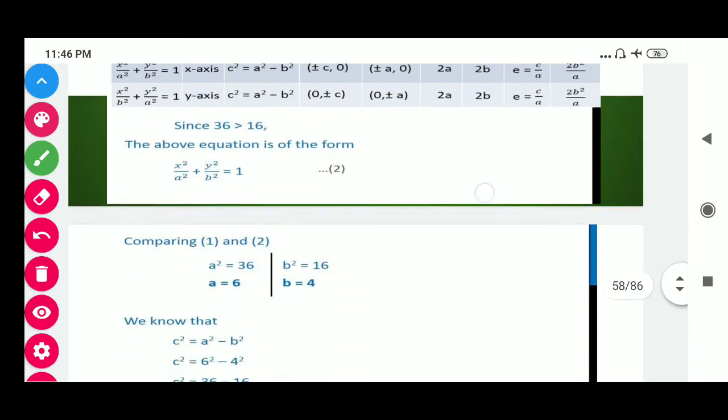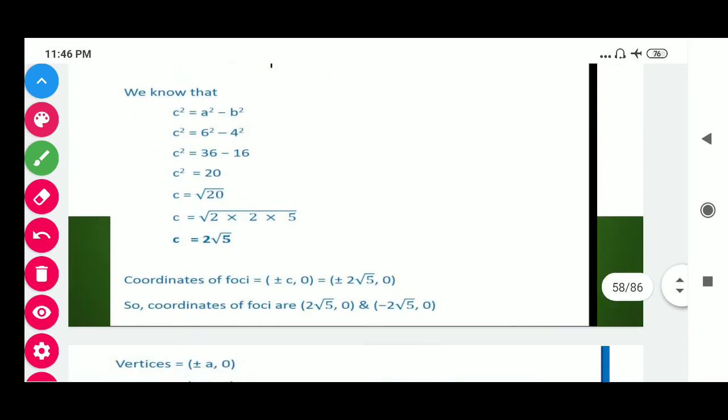Here you can observe 36 is greater than 16. That's why its general form is x square over a square plus y square over b square is equal to 1. So on comparing, we get a is 6 and b is 4. Now we know that this is the formula of eccentricity.